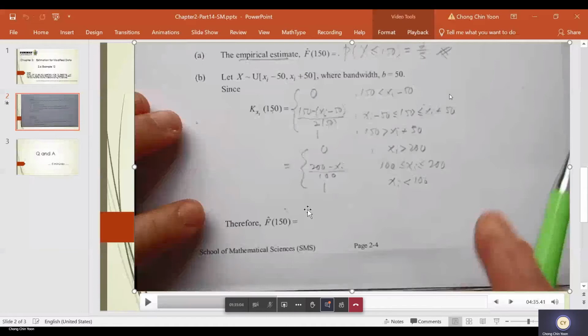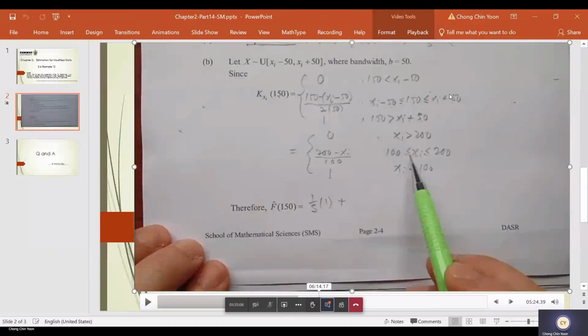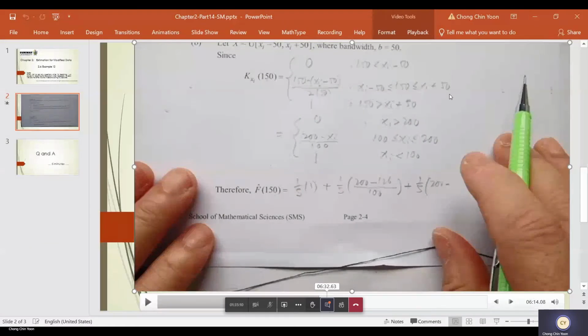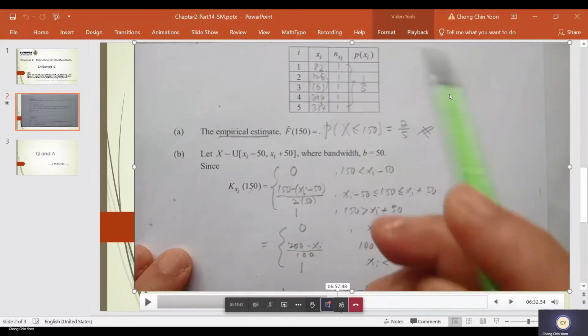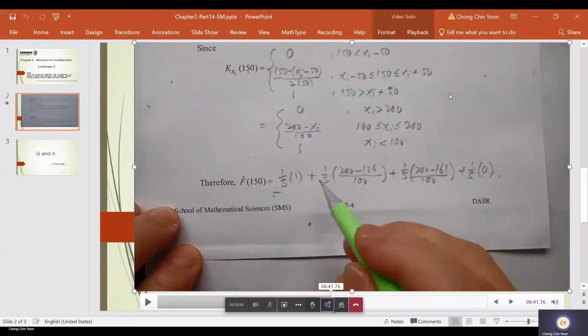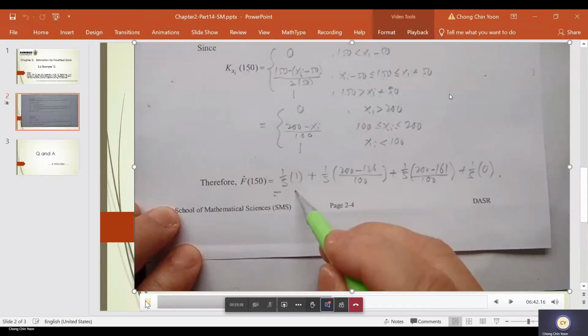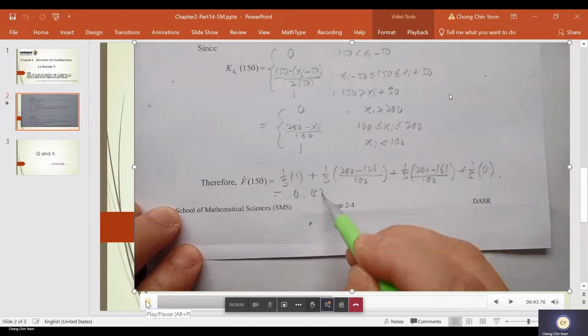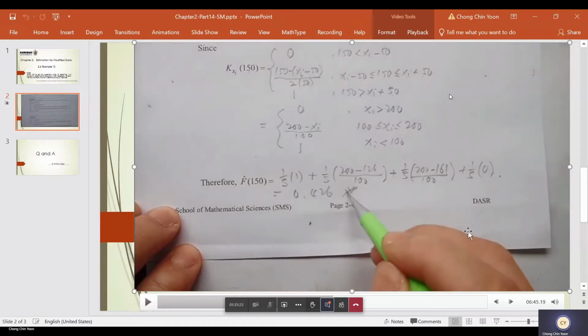The next step should be no problem, you can calculate this, right? Just by taking the formula, you can calculate. I believe you have no problem calculating this. So the answer is 0.426. This is how you calculate, faster. Now I move to part C, also the same.